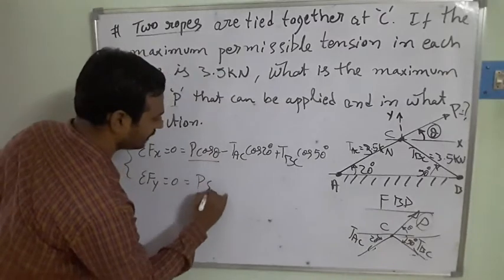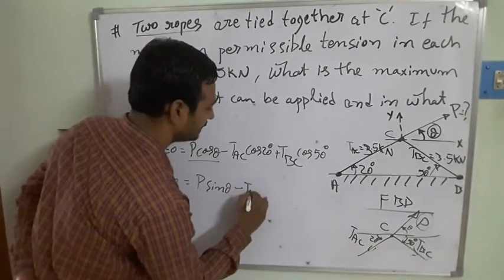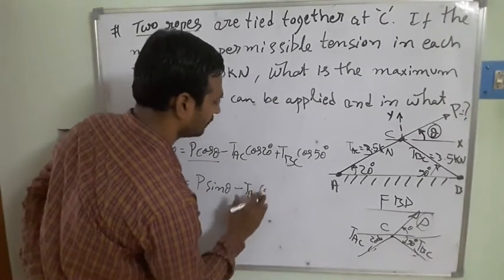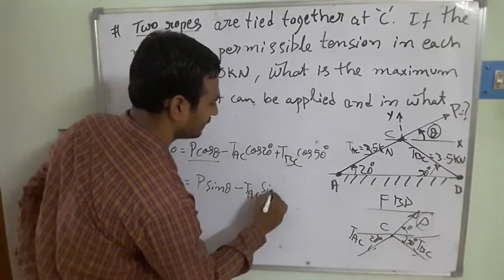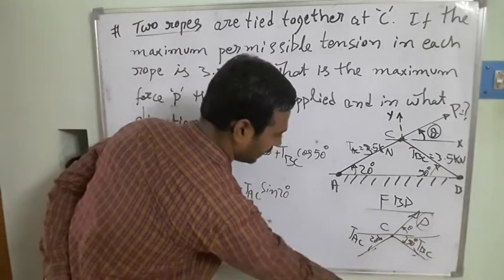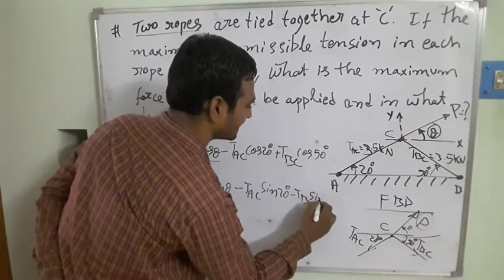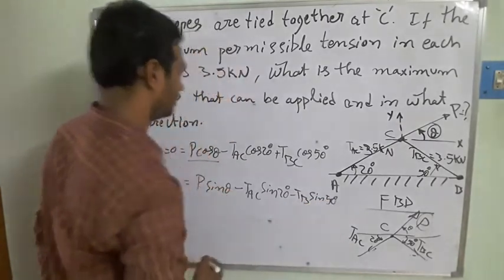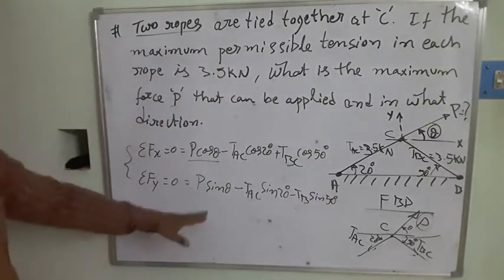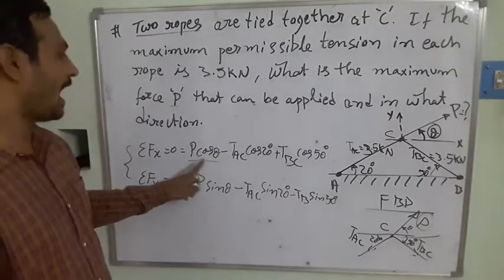That's going to be P sin theta, and this is going to be minus TAC sin 20 degrees. The TBC is also acting in the vertically downward direction. That's going to be TBC sin 50 degrees. We got it. So in this case, we are equating to 0. Then we need to find out the value of theta and the value of P.